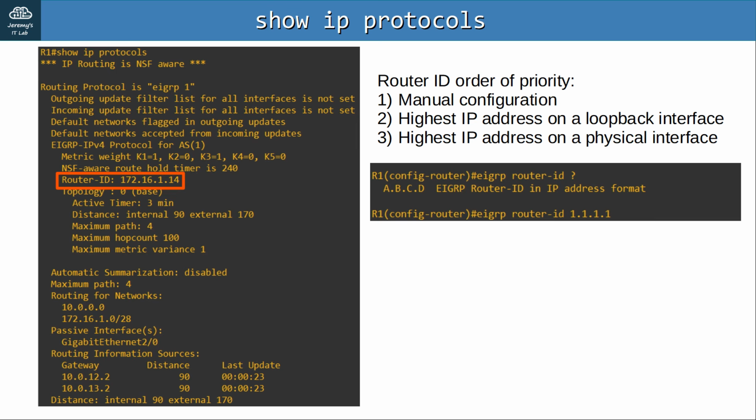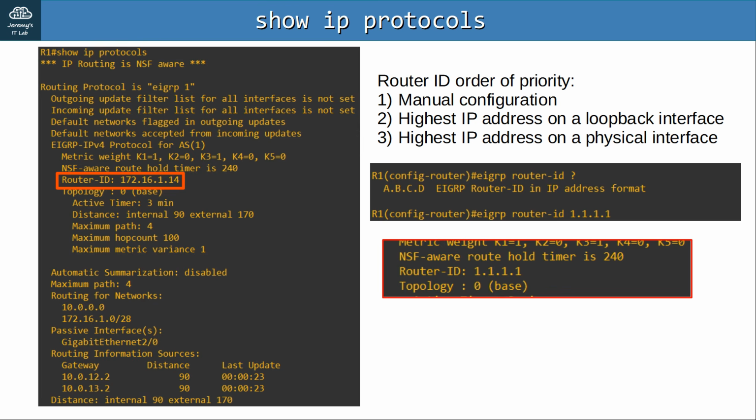From EIGRP configuration mode, use the command eigrp router-id, followed by the router ID you want to configure. In this case, I used 1.1.1.1. Now you can see that the router ID changes to 1.1.1.1, since manual configuration takes highest priority. Okay, next two fields we saw when learning about RIP. Automatic summarization is disabled, as it should be. And EIGRP also performs ECMP load balancing over a maximum of 4 paths by default, like RIP.